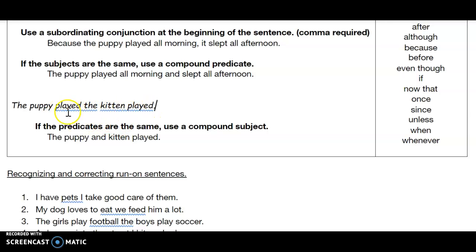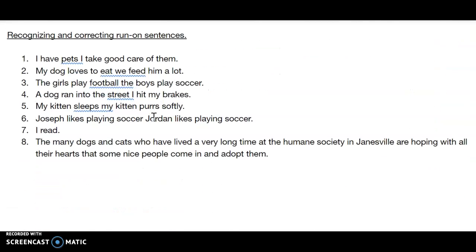So don't just ignore these blue lines. Never turn anything in with the blue or red lines. You want to fix those. All right, let's look at these. We're going to go through them quickly.